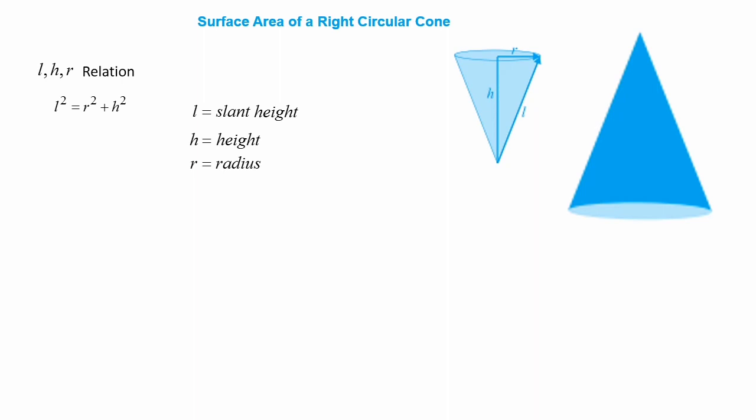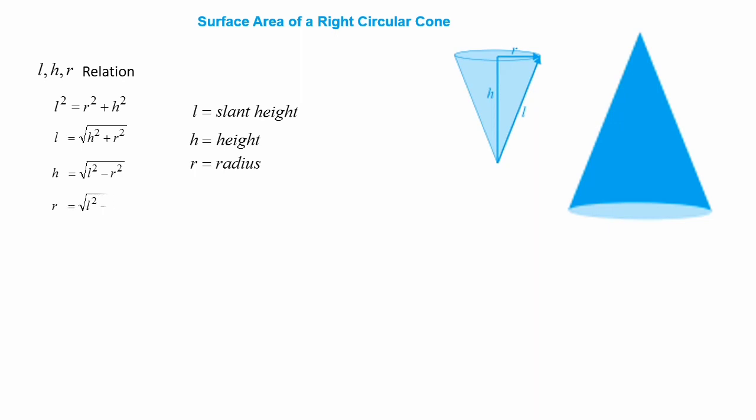So L square is equal to H square plus R square, or L square is equal to R square plus H square. Anyway, you can write it either way, it's not a problem. From here we can calculate the value of L. If you want to calculate L from L square, simply take the square root of the right side portion, that is H square plus R square or R square plus H square.